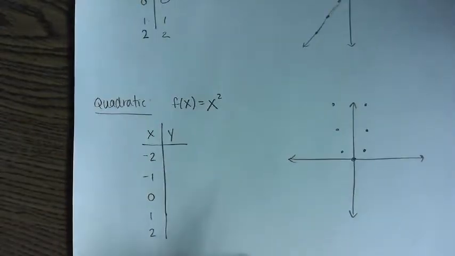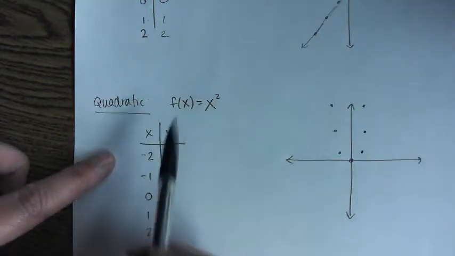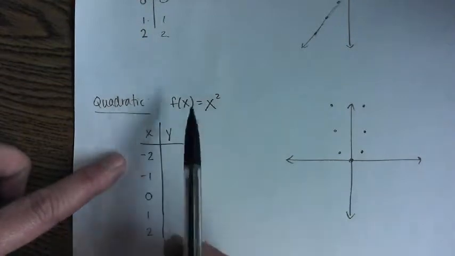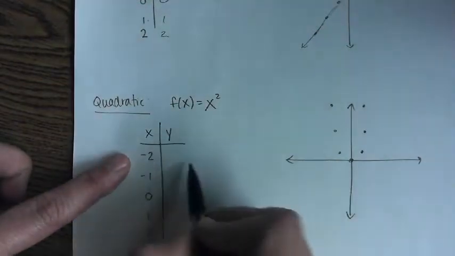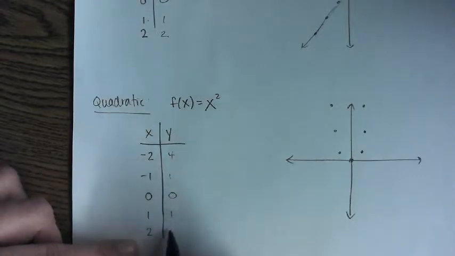Quadratics, same thing. If you don't know what a parent graph of a quadratic parabola looks like, just start plugging numbers in to your parent graph. Negative 2 squared is 4, negative 1 squared is 1, 0 squared is 0, 1 squared is 1, 2 squared is 4.